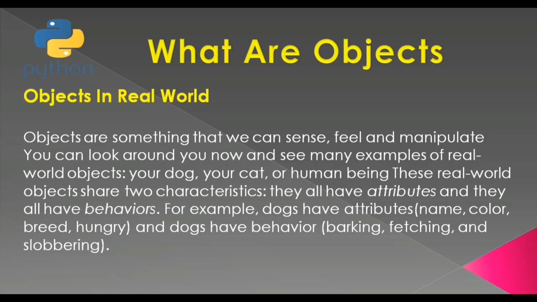For example, if we suppose a dog, dogs have attributes like name, color, breed, hungry, and also dogs have behaviors like barking, fetching, and also slobbering. If we take a person, for the attributes we can say that a person has a name, skin color, and so on. Also for the behavior we can say that a person can walk, can talk, or can eat.